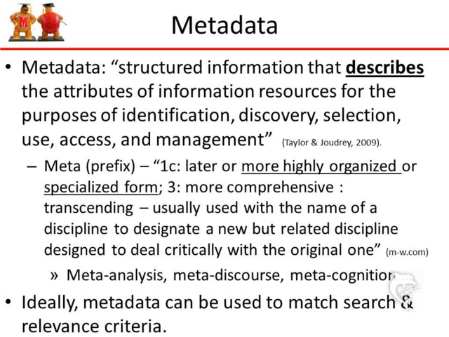We have some definitions of what meta means from Merriam-Webster. The ones that I selected were definition 1C, later or more highly organized or special form. And then definition 3, more comprehensive, transcending, usually used with the name of a discipline to designate a new but related discipline designed to deal critically with the original one. For example, meta-analysis. A meta-analysis is a research project that performs a statistical or qualitative analysis of several different research studies on the same topic.